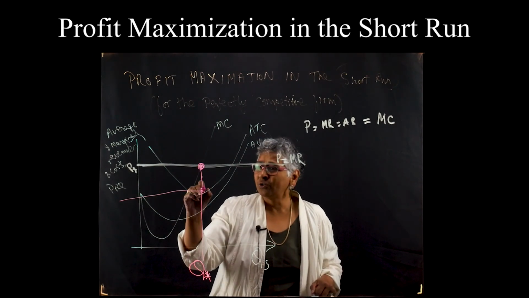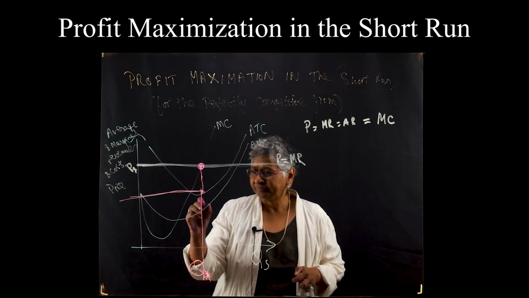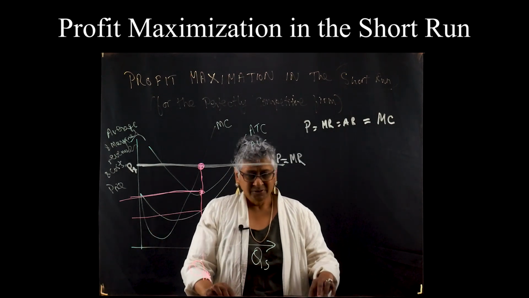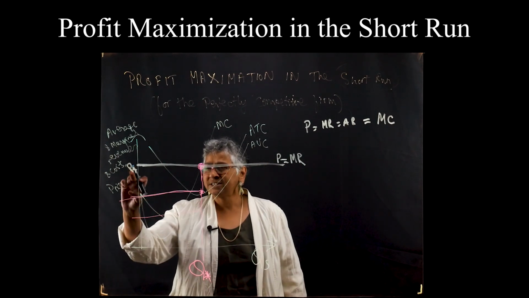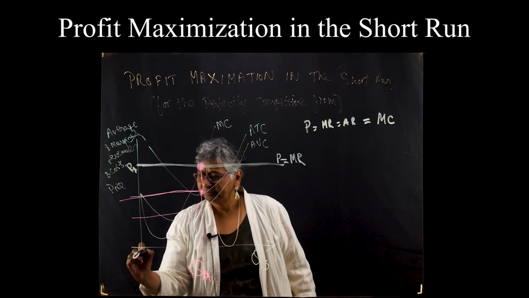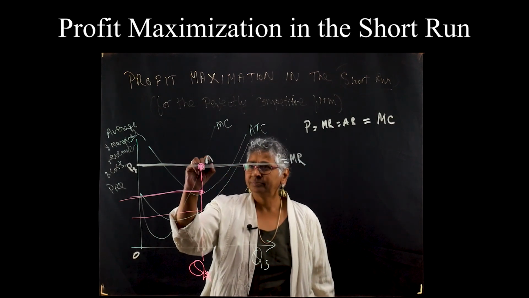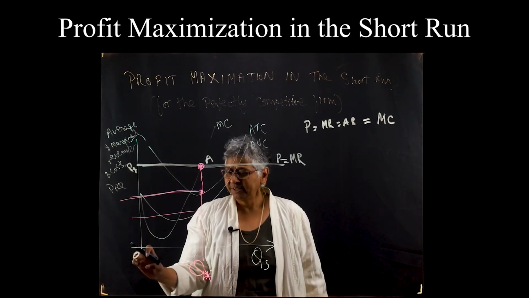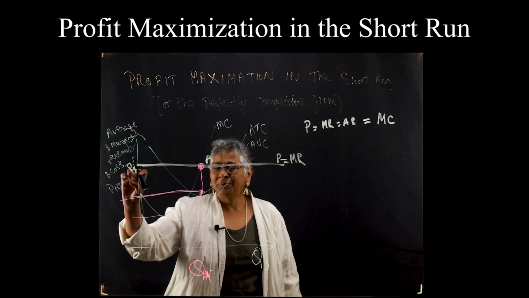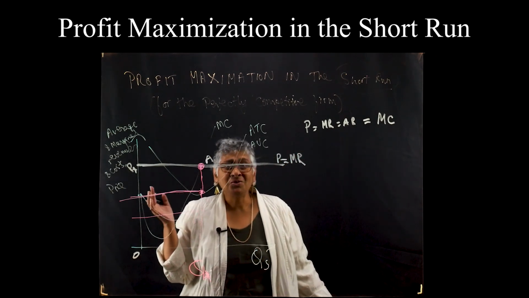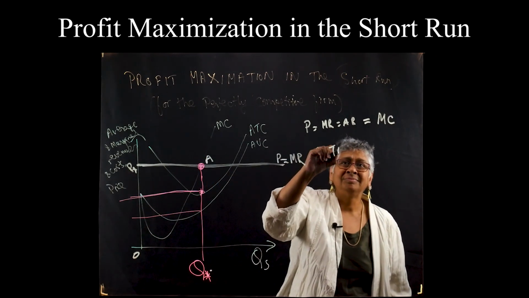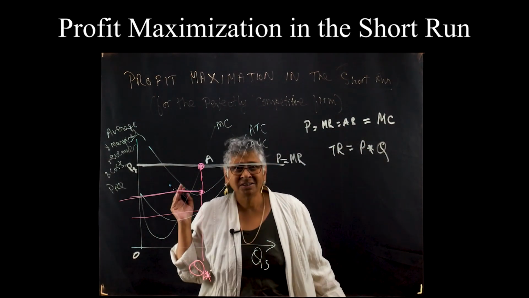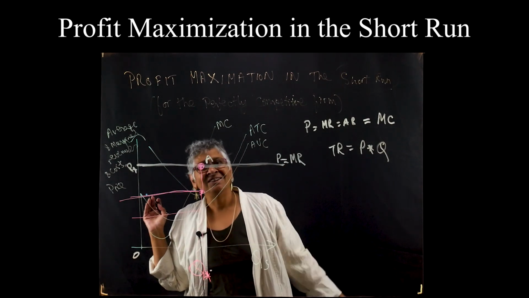I'm going to draw some items, and you're going to see that. So the first thing to note, if this is the price, Px, and this is my quantity. Price is also average revenue. What is total revenue? Total revenue is price times quantity, because average revenue is price.